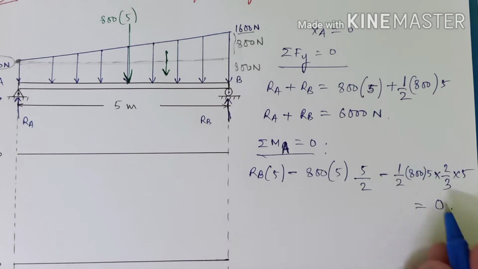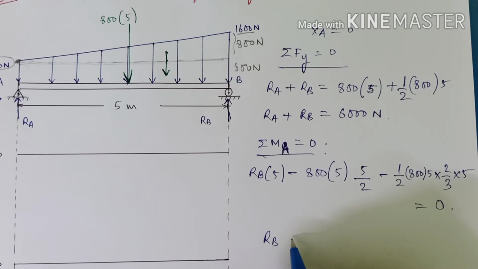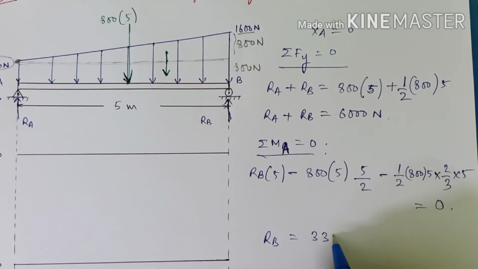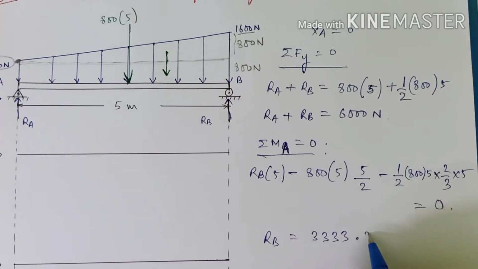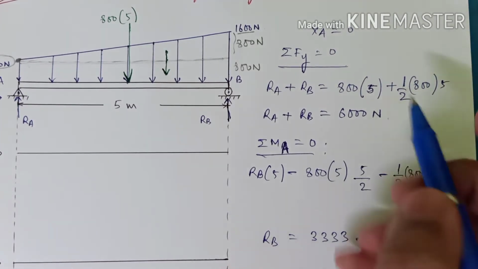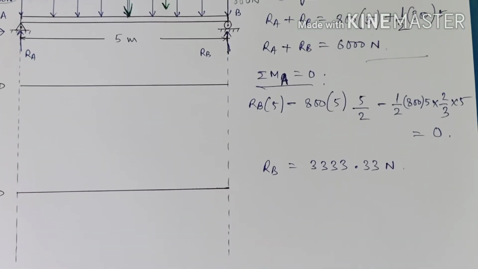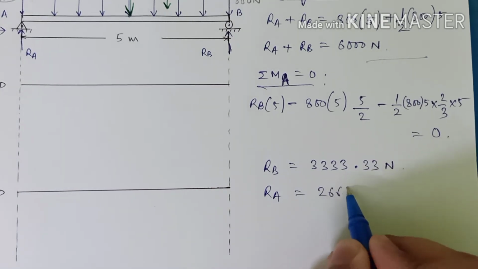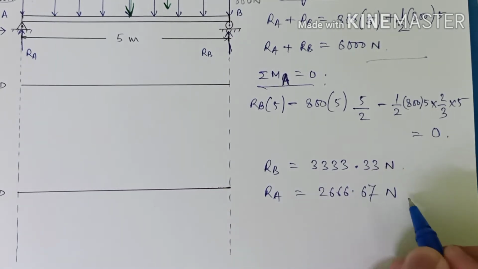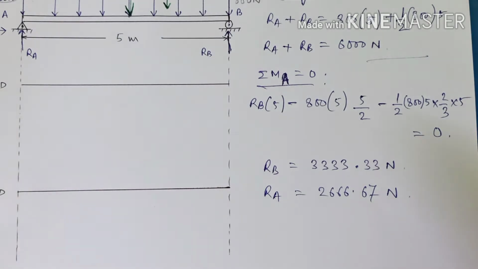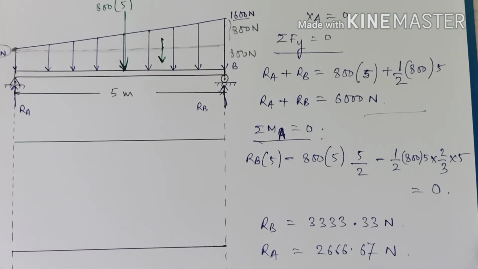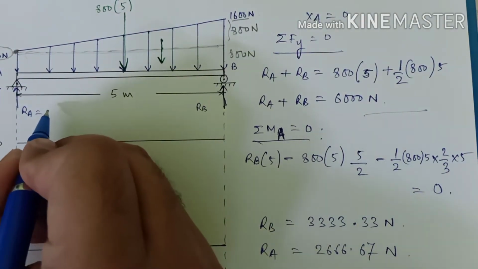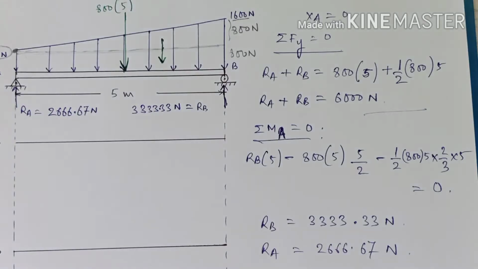If you calculate this value with the help of your scientific calculator, you will find the value of RB to be 3333.33 newtons. You put this value in this equation, and we'll get the value of RA as well. It will come out to be 2666.67 newtons. So the reaction calculation is over. Let us write this value: RA is 2666.67. Done.